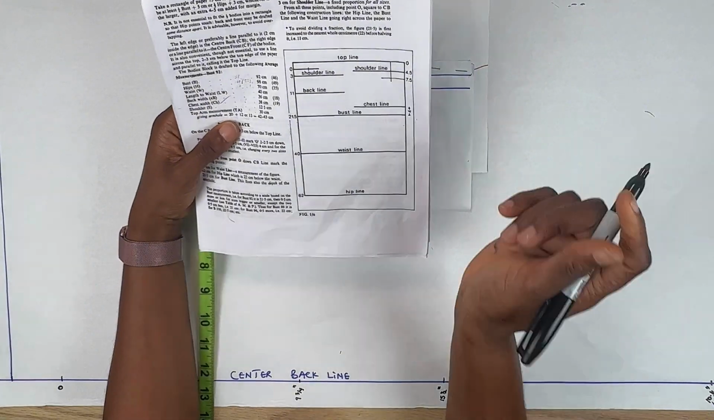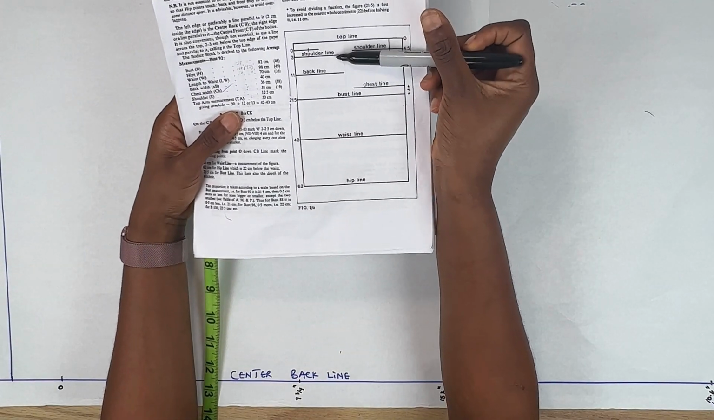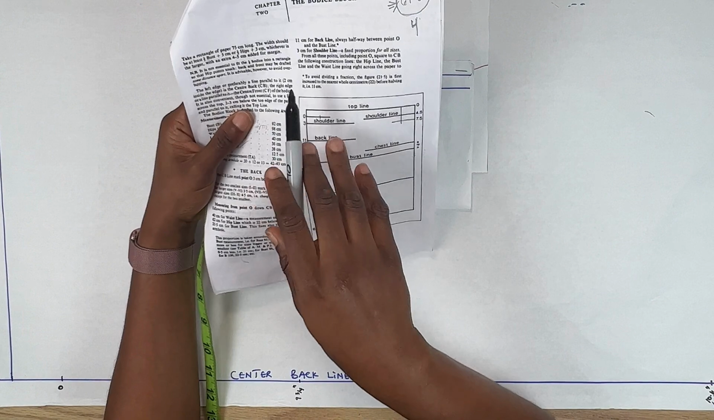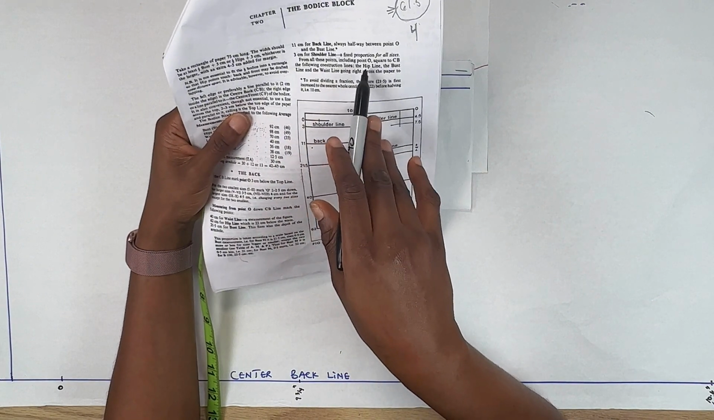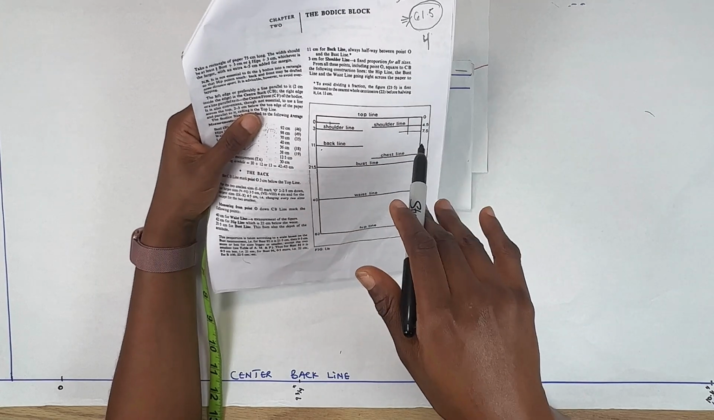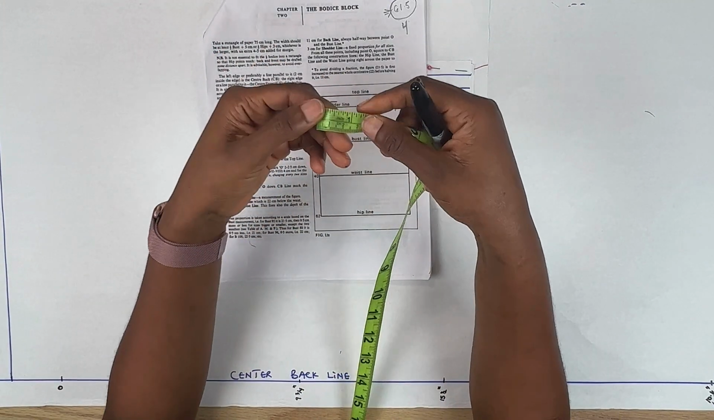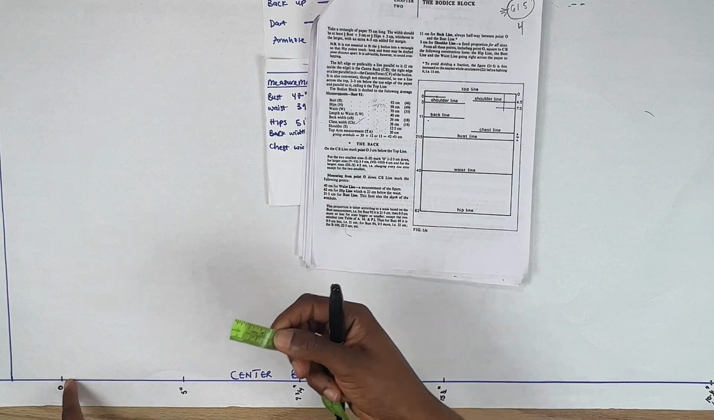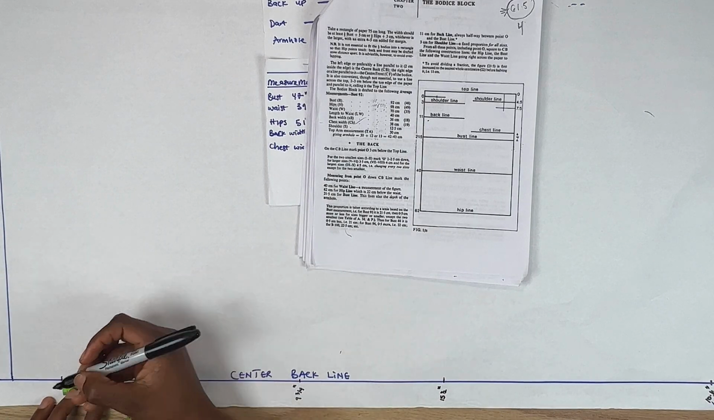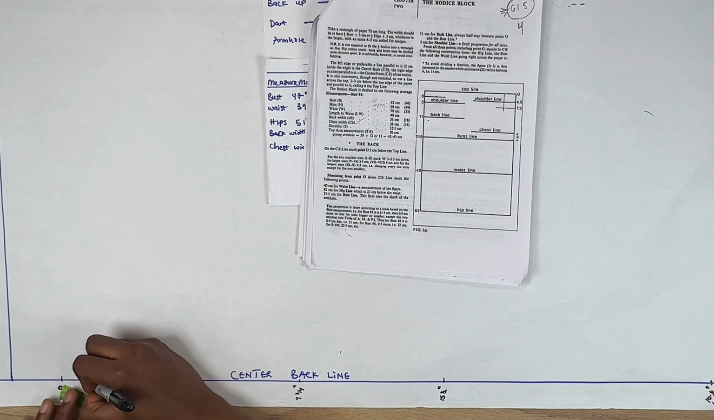Next line we're going to measure is the shoulder line, which is this line right here. To get that, it says 3 cm for the shoulder line, a fixed proportion for all sizes. So 3 cm in inches is 1 1/4 inch. So marking from my point O as usual, I'm going to mark 1 1/4 inch.